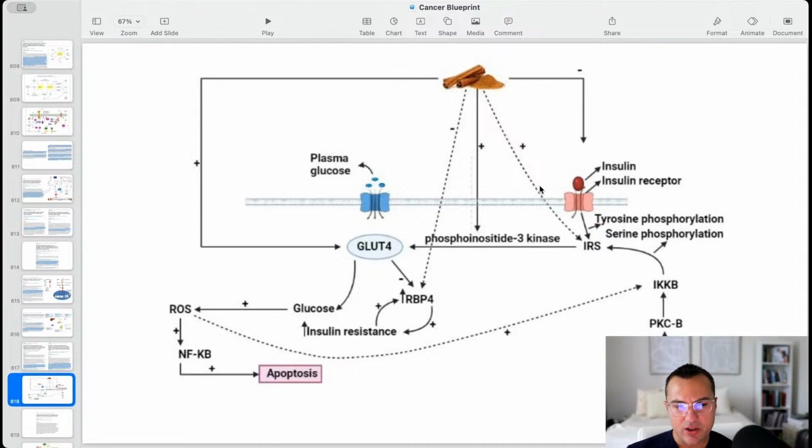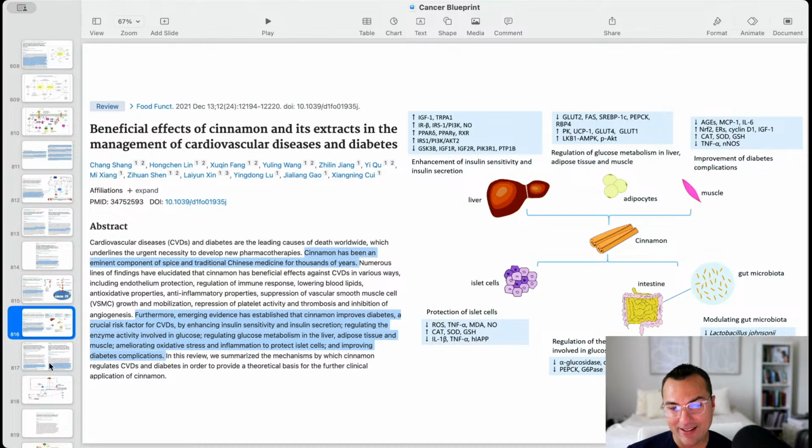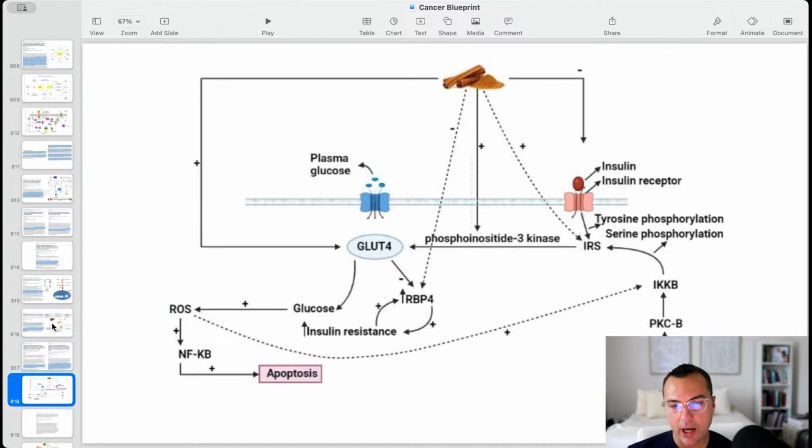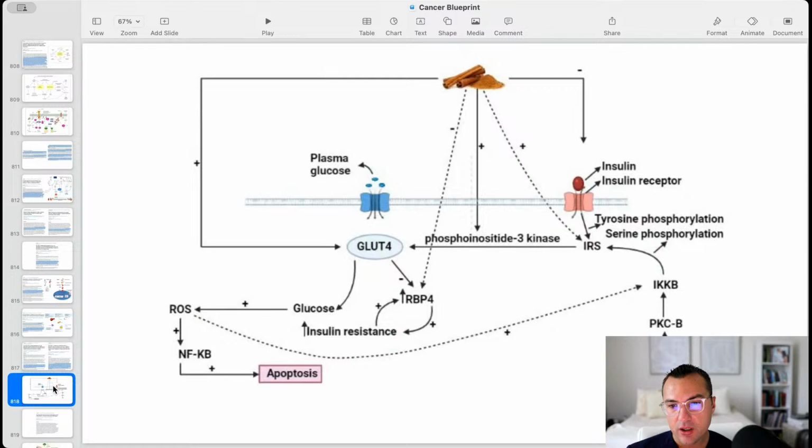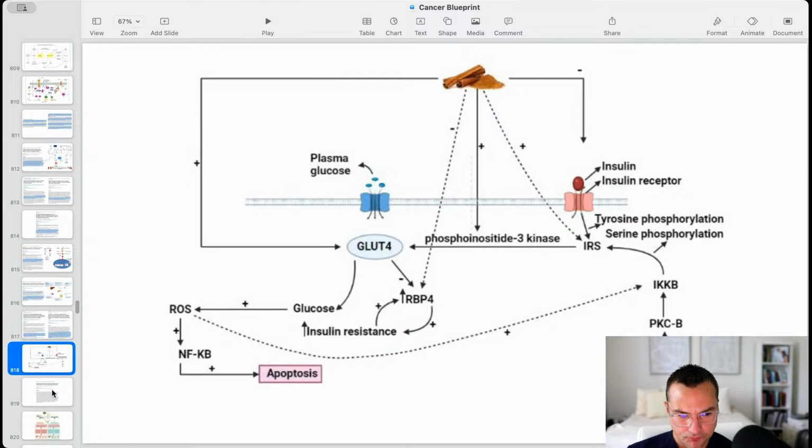So what I would say is there's probably a very high degree of synergy, although I haven't seen it in a study, between berberine and cinnamon together, right? Berberine and cinnamon together can likely have a very powerful synergistic effect at improving glycemic control.